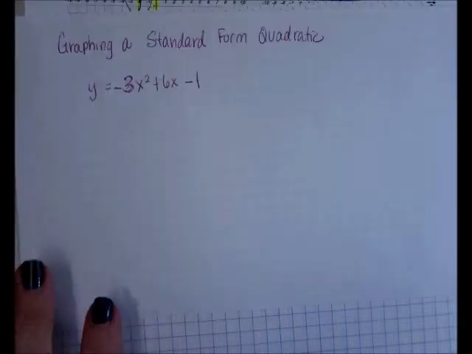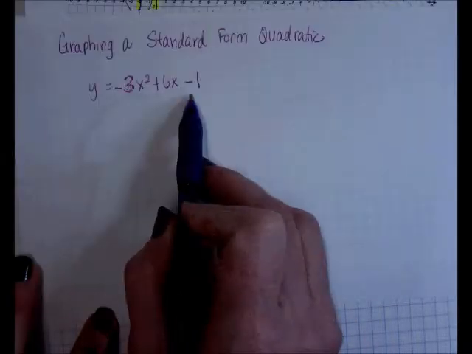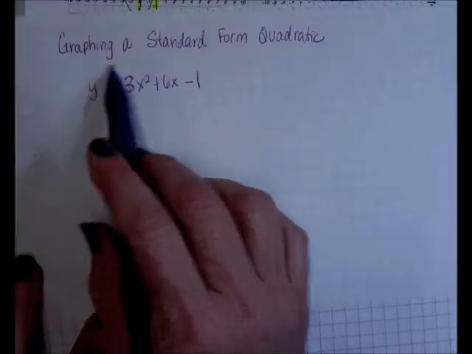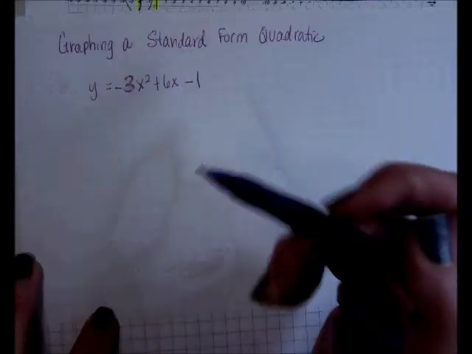Hi, I thought I would tape a video today on how to graph a standard form quadratic and to put that quadratic into vertex form. So I'm starting out with a quadratic equation here, and the first thing, if I'm going to graph this on a grid, on a coordinate plane, then I need to find the vertex.